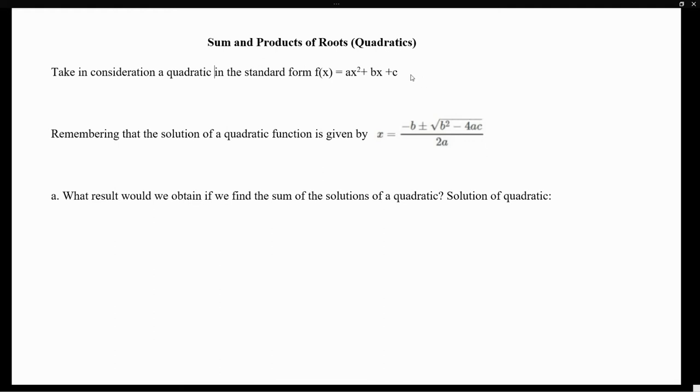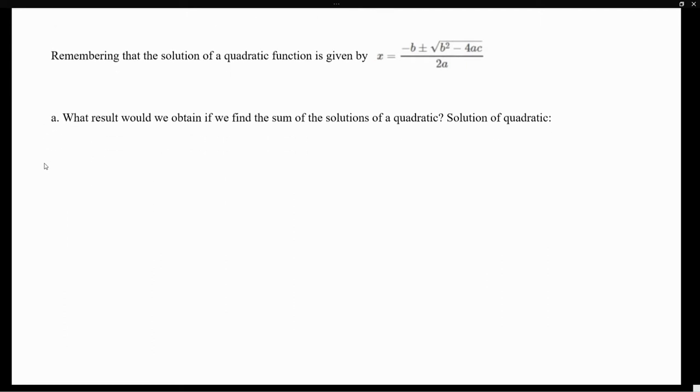Keep in mind that quadratics are those equations whose highest exponent is 2. So we are guaranteed to have two solutions. What would happen if we added both solutions for any quadratic? That's the first thing we're going to discuss. So let's start by looking at example A. What result will we obtain if we find the sum of the solutions of a quadratic? Again, remember that quadratics have two solutions.